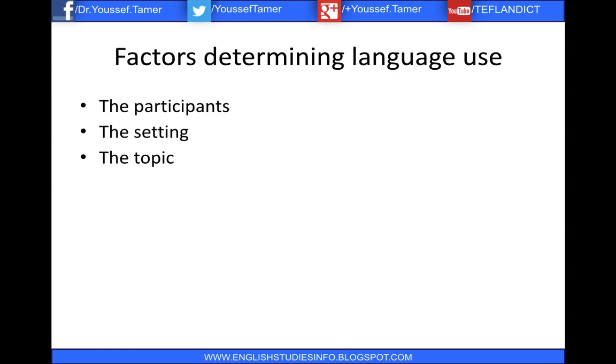Last time I talked about register, if you remember. That has to do with occupation, the job, and also with the topic as well. So for mechanics, their topic is about mechanics. Doctors, it's about medications and sicknesses, illnesses, biology, the human body, etc.